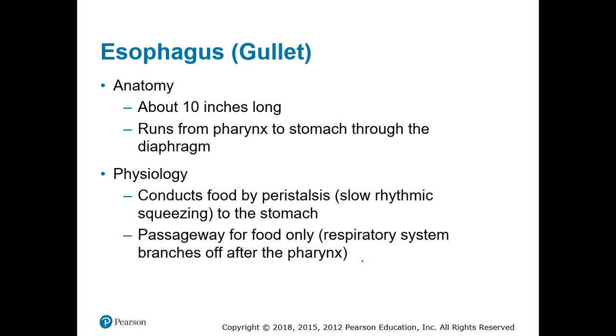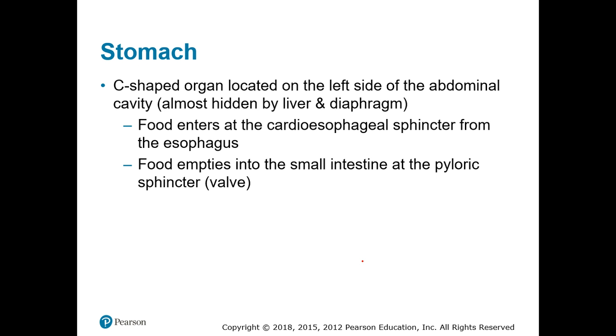In terms of your esophagus, this is also known as your gullet. It is about 10 inches long. It runs from your pharynx to your stomach, so it goes through the diaphragm. And the whole function of it is to help move food through this peristalsis that we mentioned on the last slide. So it is a passageway for food only. Air goes to the respiratory system. It goes down to your lungs and not into your stomach.